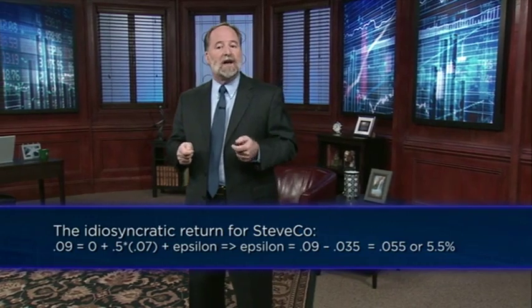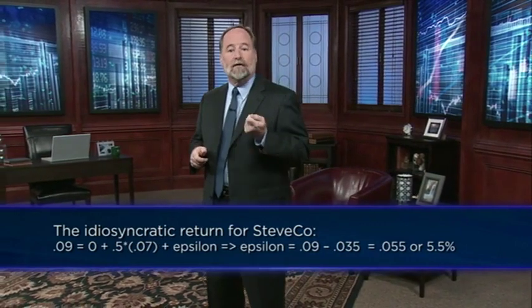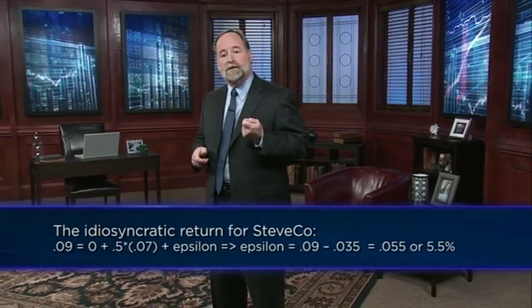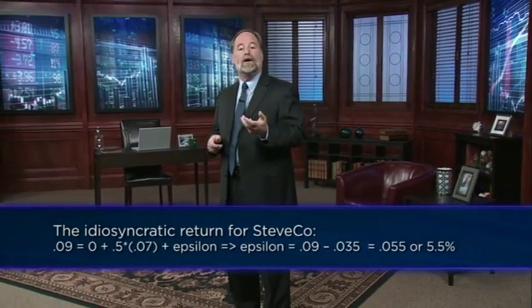So going back to the examples, let's say that Steve Co. has an excess return of 9%, its raw return was 12%, and the risk-free rate was 3%. Its beta is 0.5, and the excess return on the market was 7%. So the common component is 0.5 times 7%, or 3.5%. Let the alpha for Steve Co. be 0. Thus, the idiosyncratic return must be the epsilon such that 9%, the return on Steve Co., is equal to 0, plus 0.5 times 0.07, the 3.5%, plus epsilon. In this case, epsilon is going to be the 9% minus the 3.5%, or 5.5%.